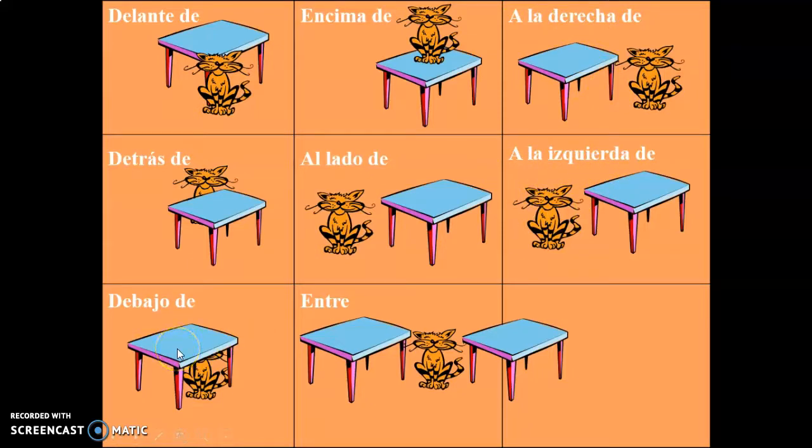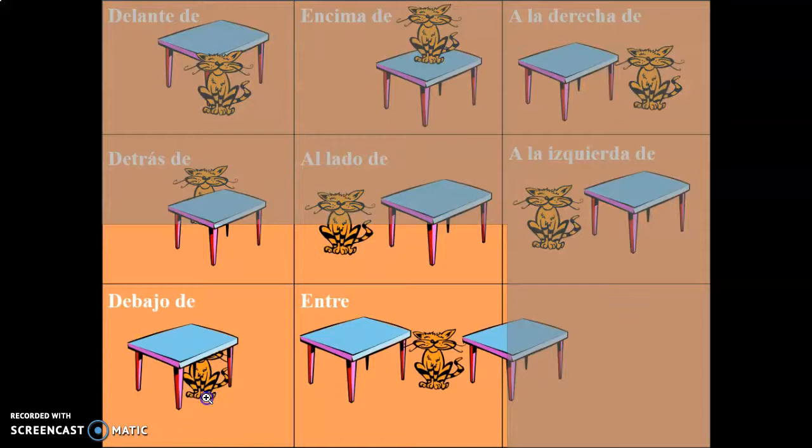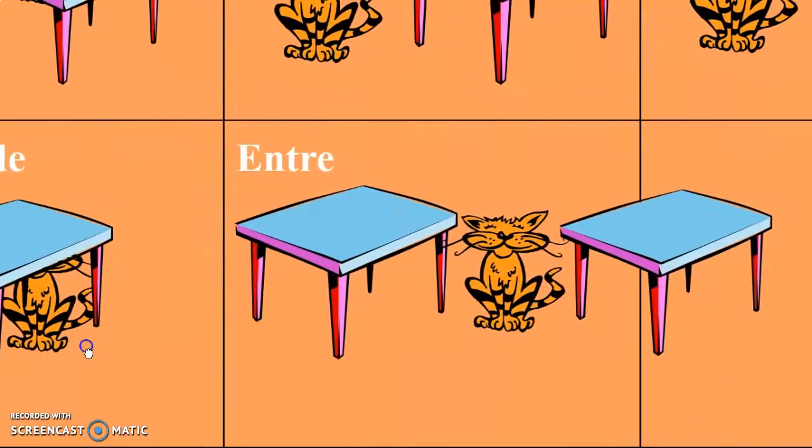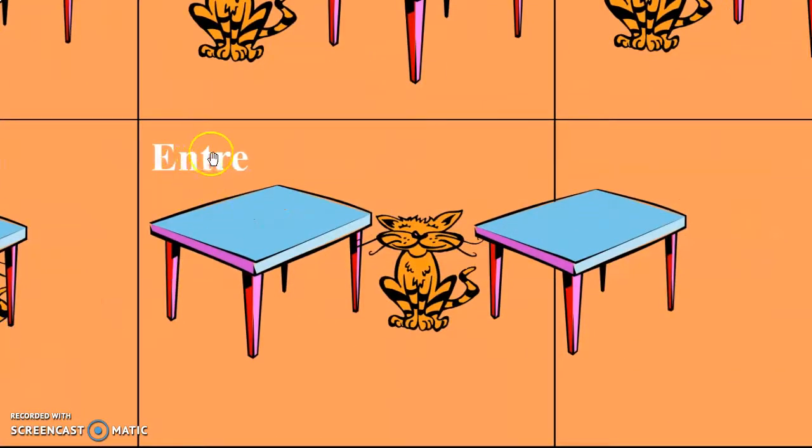El próximo, lo que tenemos es el gato está debajo de la mesa. So here we've got the gato is under, okay? Está debajo de la mesa. Okay, then the next one we've got is el gato está entre las mesas. So here we've got entre, it's in between. So entre las mesas. El gato está entre las mesas. Okay, so that was your gato.